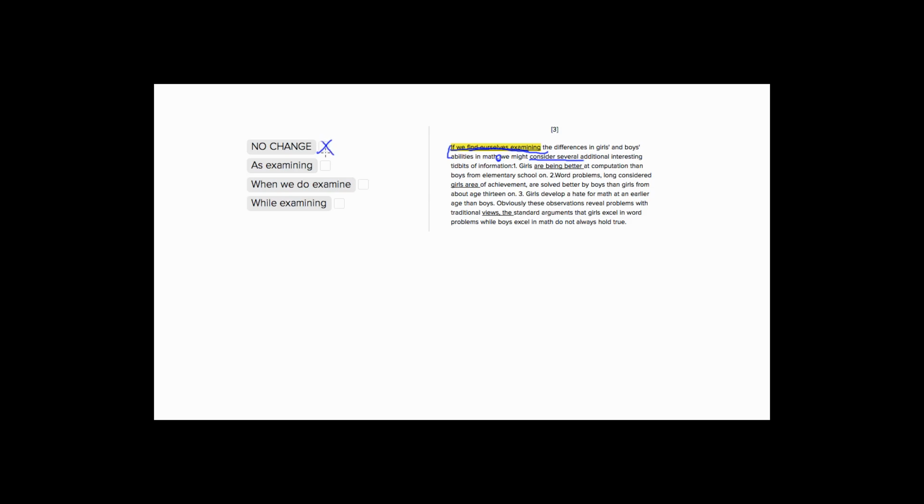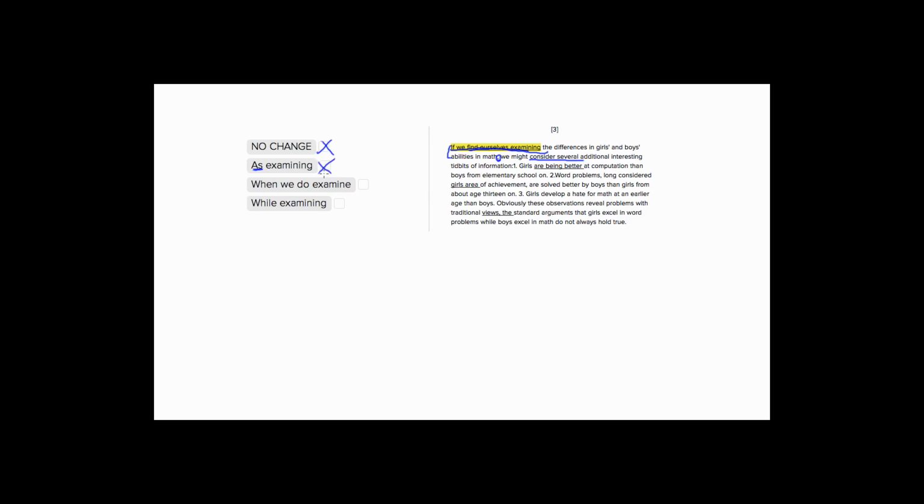Choice two doesn't make any sense. "As examining the differences in girls' and boys' abilities in math, we might consider." So with this "as examining," there's no subject here, and examining is functioning as our verb. Who's doing the examining? We have no idea, because "as" is not a subject. So that's wrong.